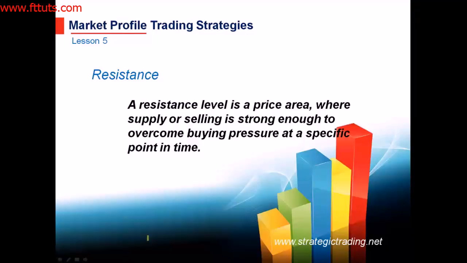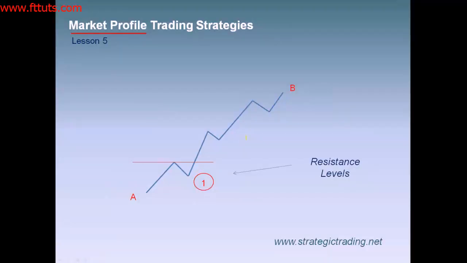All right, now a definition for resistance. And resistance and support are often interchangeable, as we will see in a moment. But when we think of resistance, a resistance level is simply a price area where supply or selling is strong enough to overcome the buying pressure in the market, again, at a specific point in time. Always remember the specific point in time, because these support and resistance levels are not the same on different time frames. So once again, let's take a look at this brief price movement that we've drawn.